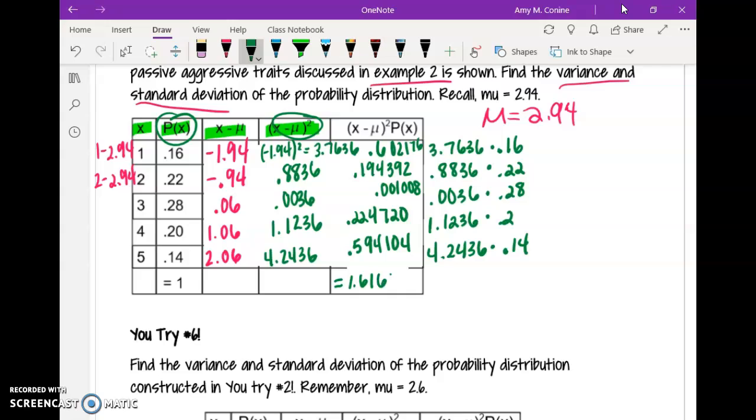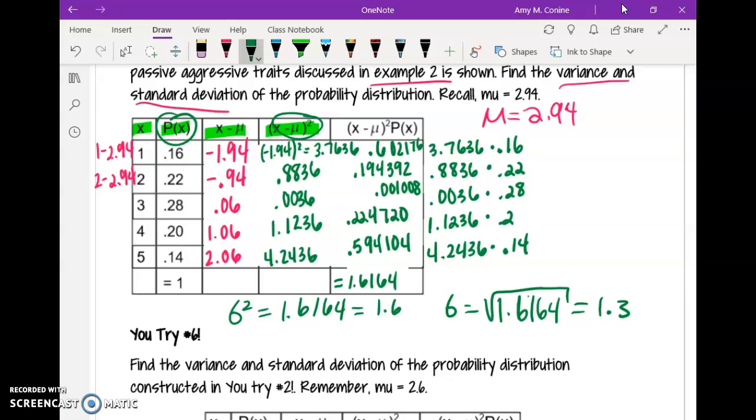When you do that, you should get 1.6164 roughly. What we just found in our last column was our variance. So roughly about 1.6. Now if we took the square root of the 1.6164, that's our standard deviation. When we do that, we get about 1.3.